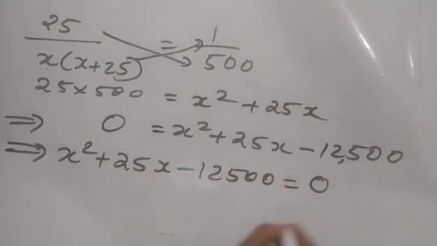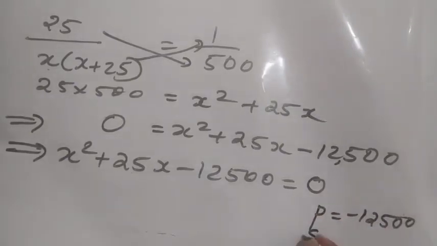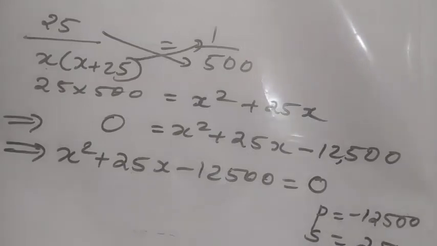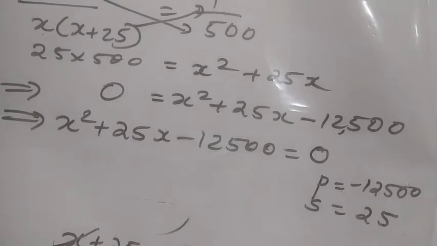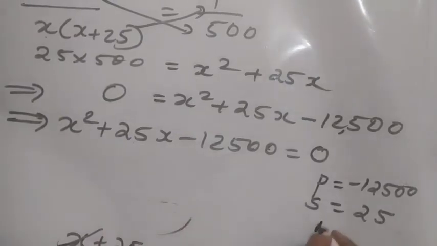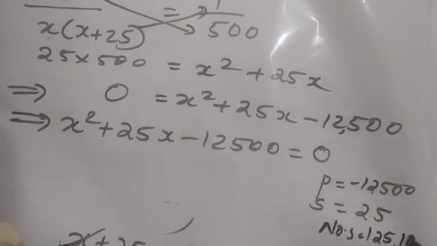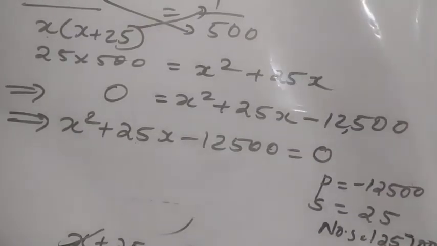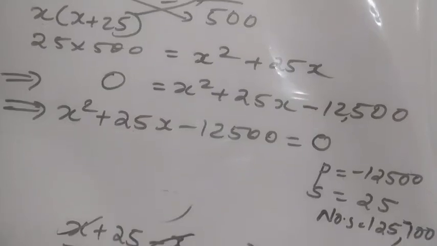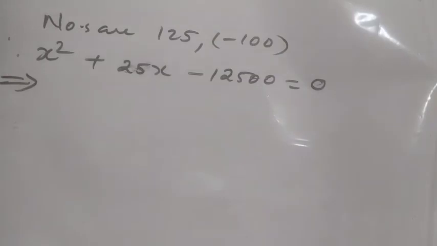We need the product. We have to find two numbers. Their product is negative 12,500 and their sum or difference is 25. So it is easy to get the values. Which are the two numbers? Look at that number 12,500. It is easy to calculate, no? Which are the numbers? The numbers are 125 and 100. 125 minus 100 gives 25. So minus 100 and plus 125 are the numbers.